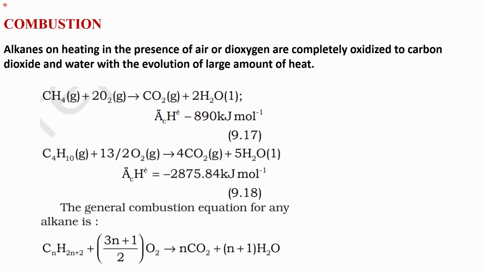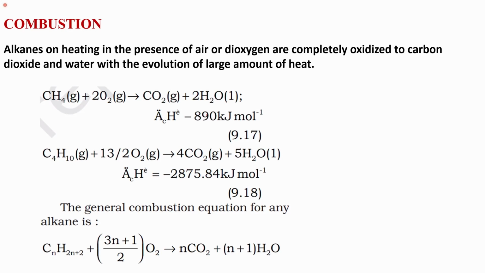We know that alkanes are used for energy storage. So alkanes mean the hydrocarbon chain. The alkanes are mainly made of carbon and hydrogen. So alkanes, after heating in the presence of air or oxygen, are completely oxidized to carbon dioxide and water with the evolution of a large amount of heat.